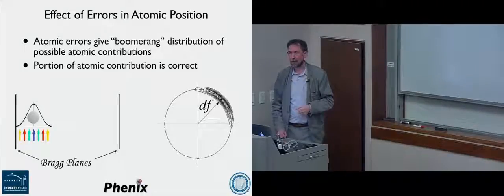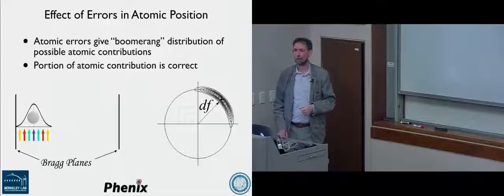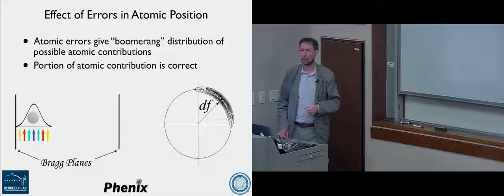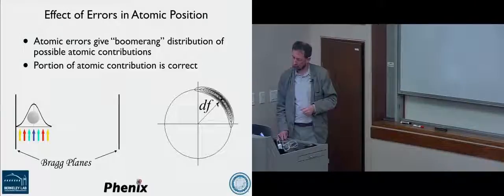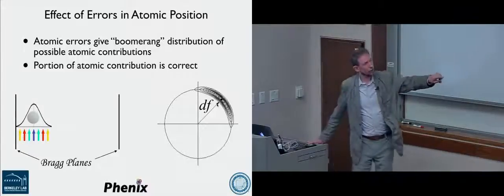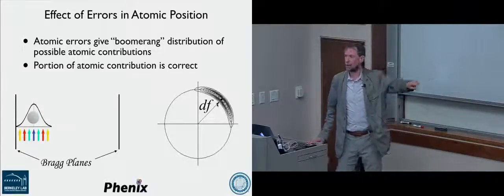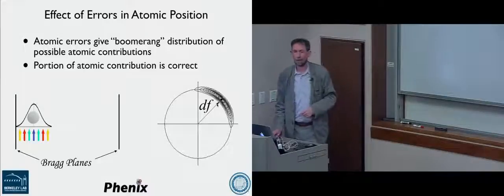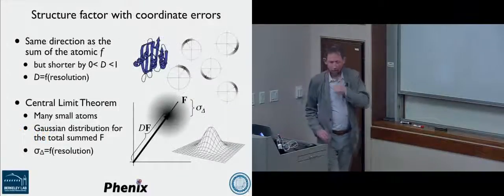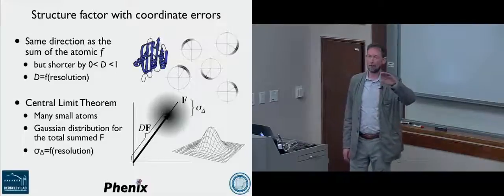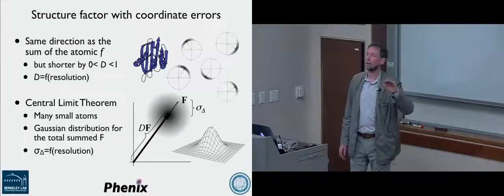What's the center of mass of a boomerang? Anybody know where the center of mass is for a boomerang? So the center of mass for a boomerang, like the distribution like this, would actually sit somewhere over here. So if we took the average of this distribution, it would be the shorter vector that we've shown here. Like the center of mass of high jumpers goes under the bar. Yeah, exactly. So when we have uncertainty in the positions of the atoms, the structure factor that we predict is actually shorter.